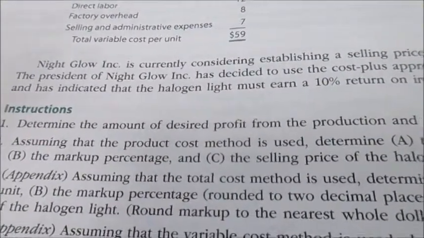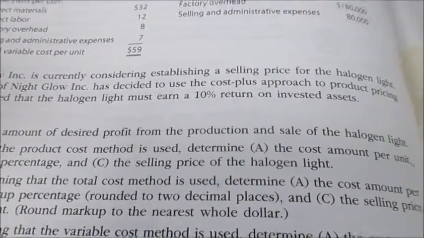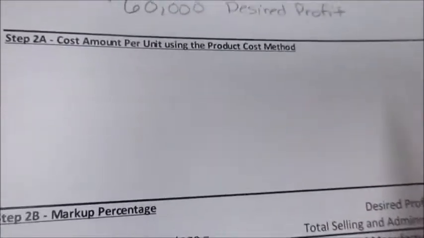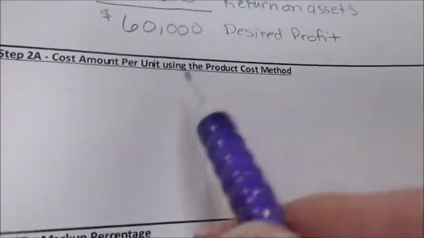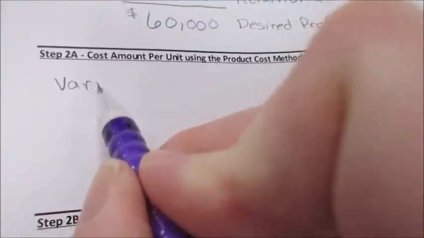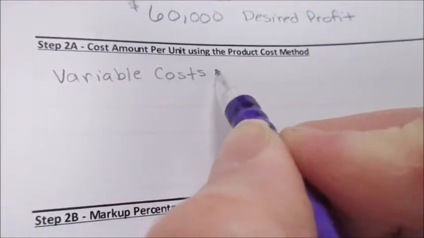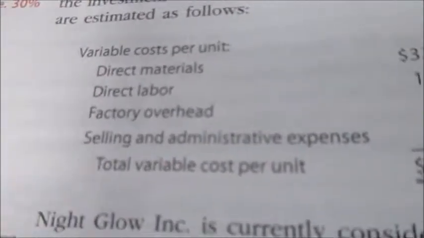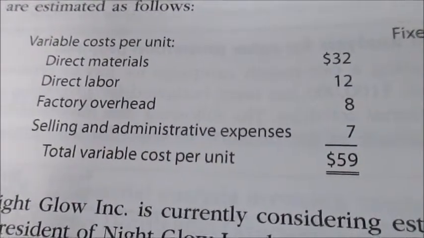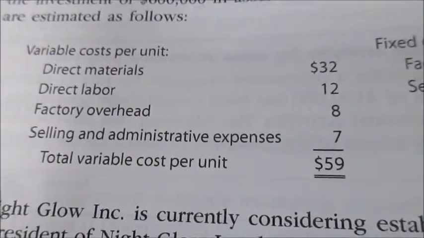Step 2 asks, assuming that the product cost method is used, determine A, the cost amount per unit. So step 2, we need to determine the cost amount per unit using the product cost method. The first thing we're going to look at is our variable costs. Now, if we look at the variable cost per unit that they've listed: direct materials, direct labor, factory overhead, and our selling and administrative expenses.